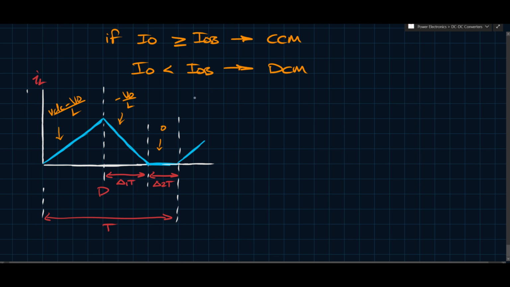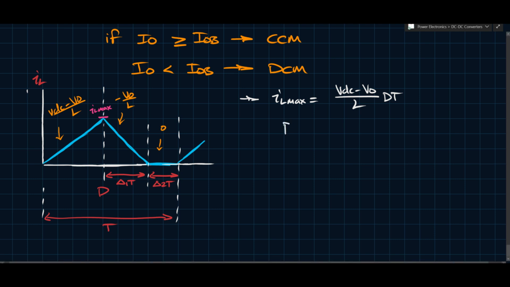So how do we analyze this? What we can do is break this up into the rising ramp, the falling ramp, and then analyze the two together and start to figure out what's going on. From the rising ramp, we know that IL max is equal to VDC minus VO over L times dT. And I'm calling this thing here IL max. Okay, so this is IL max.